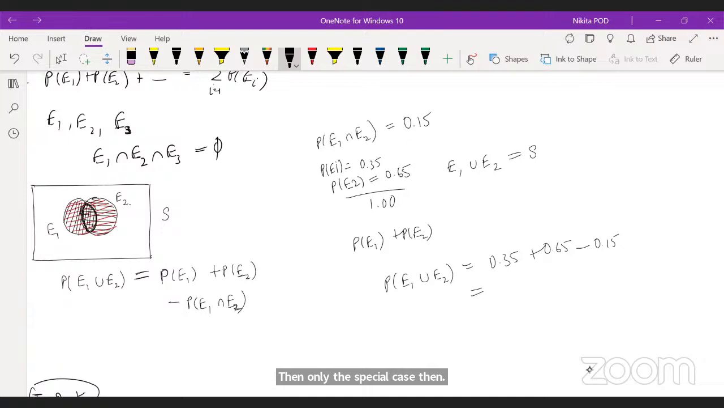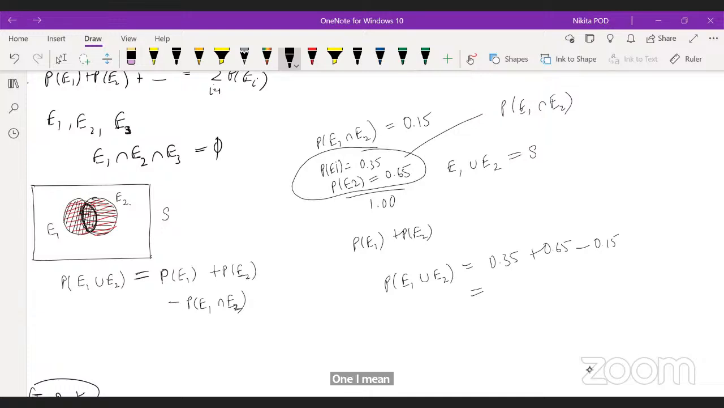Ma'am, if we are given just two probabilities, probability of E1 and probability of E2, just by these two, can we find the probability of event 1 intersection with event 2? I mean, if you are given just E1 and E2 ka probability, how will you decide the probability of E1 intersection E2?